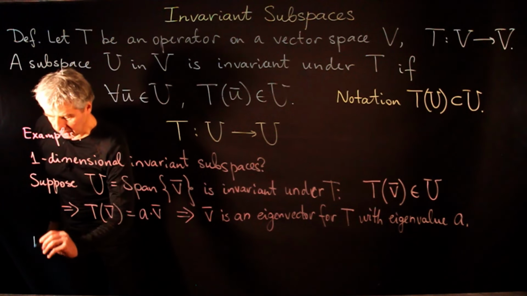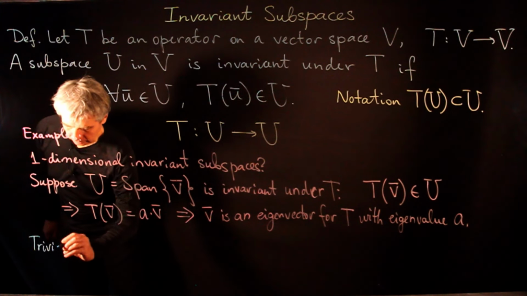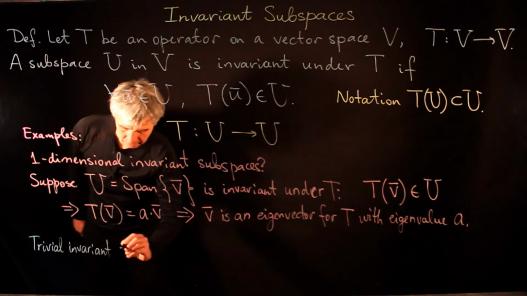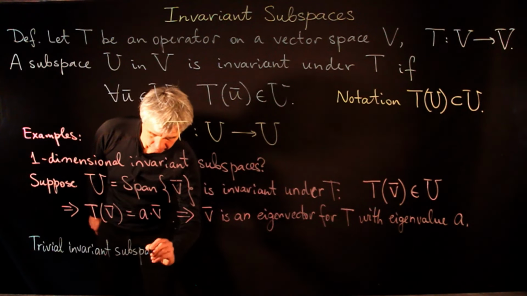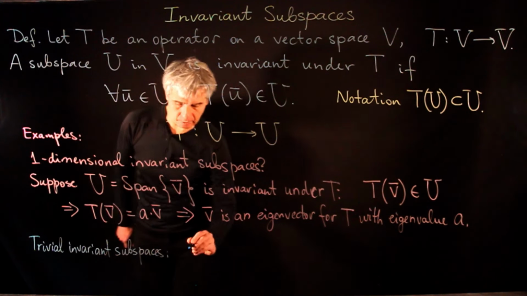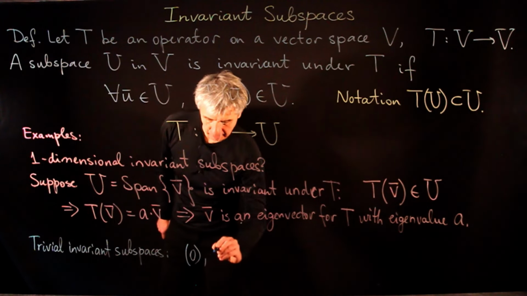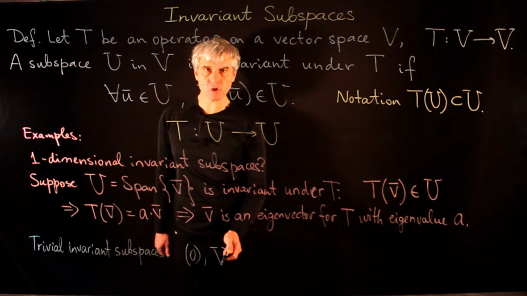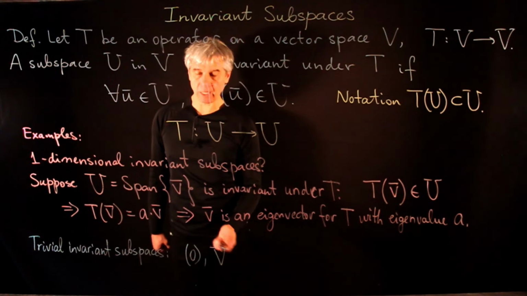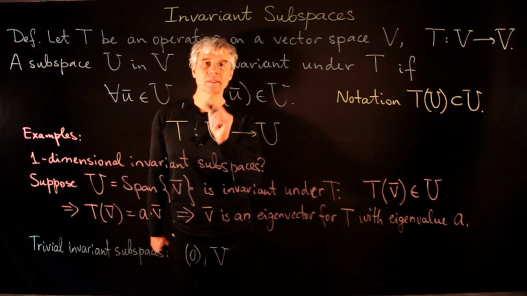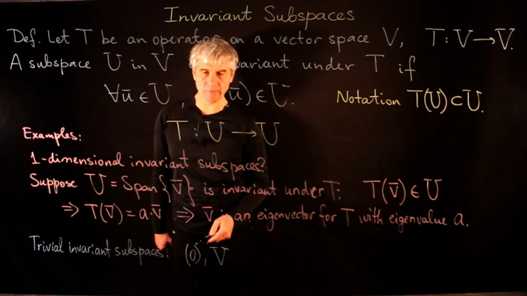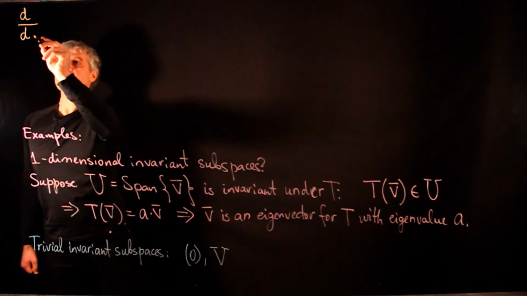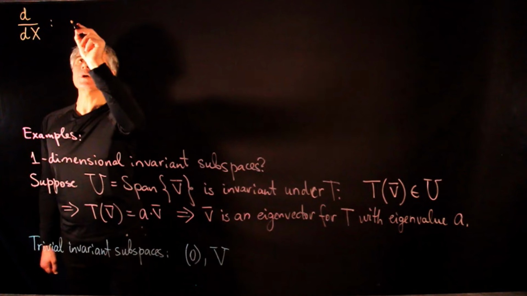We always have trivial invariant subspaces. So these are the zero space and V itself. So this smallest possible space and the largest possible subspace are clearly invariant under the action of any operator on the space V. For our next example, let us consider the operator of differentiation on the space of polynomials.